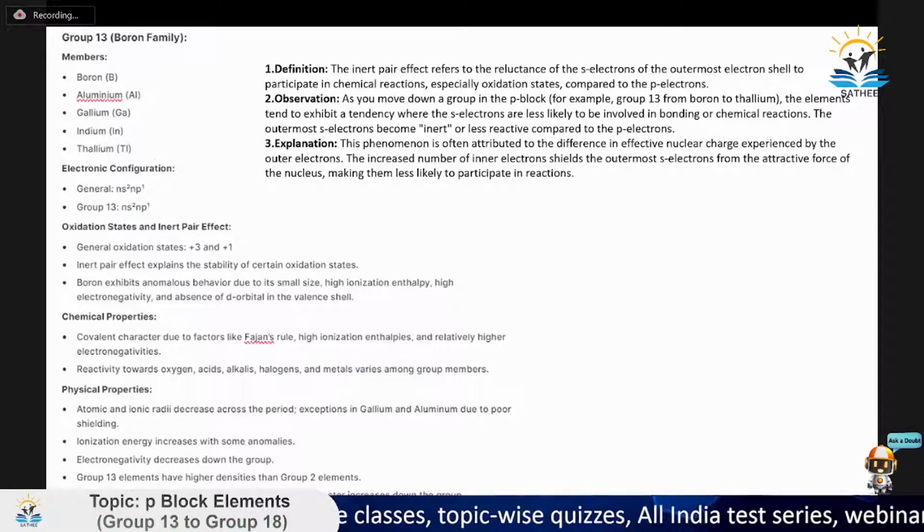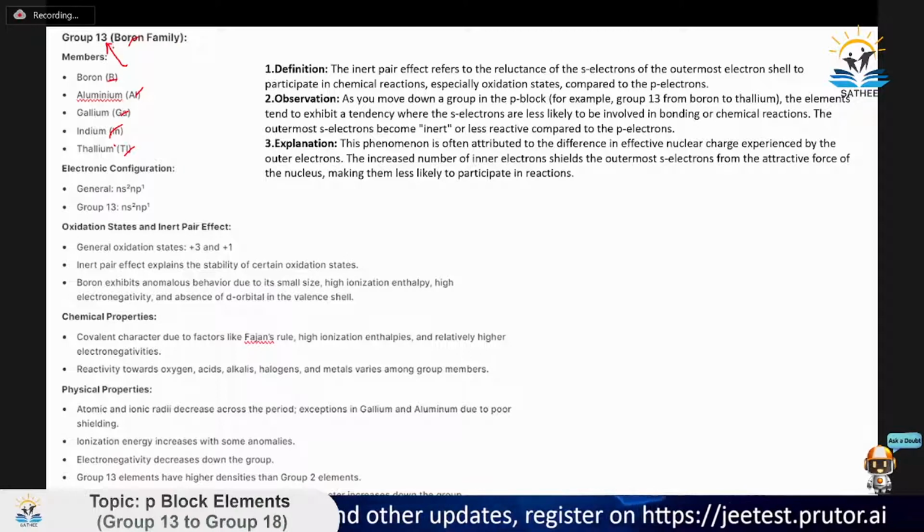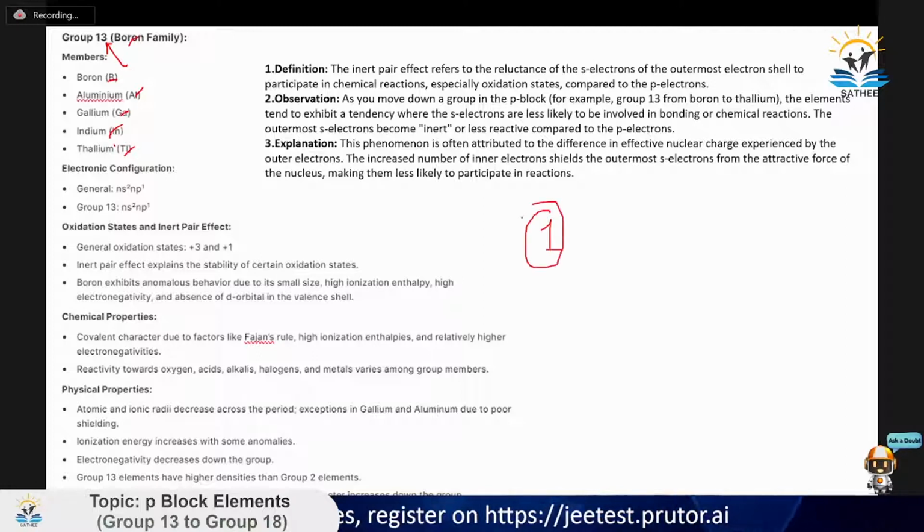Okay, so let us start with group 13. Now, group 13 is generally also known as the boron family. The elements that are present in group 13 are boron, aluminium, gallium, indium, and thallium. Now, because this is the first group present in the p block elements, you have only one electron in the p orbital. Hence, the general electronic configuration of the group 13 elements is Ns2, Np1.